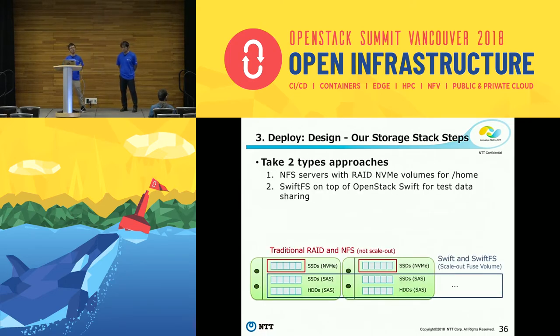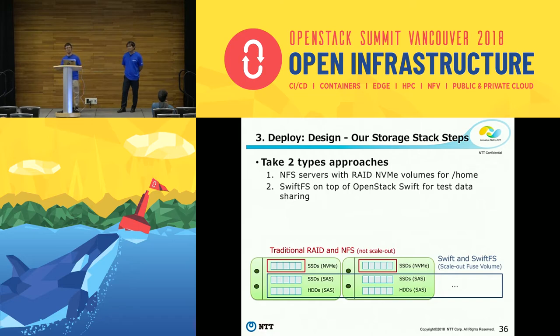On this stage, as Takahara said, we are in an early stage in the CCI, and I decided to take a two-type approach to support our storage environment. It's traditional NFS servers with just a RAID of NVMe volumes for home. That can be used as the projects file system for data sharing. But we also need scalable storage, so I tried to make OpenStack Swift. That's my favorite one in OpenStack, and it can be used for scalable storage across the nodes in the storage environment. And I chose SwiftFS, described in the next slide.